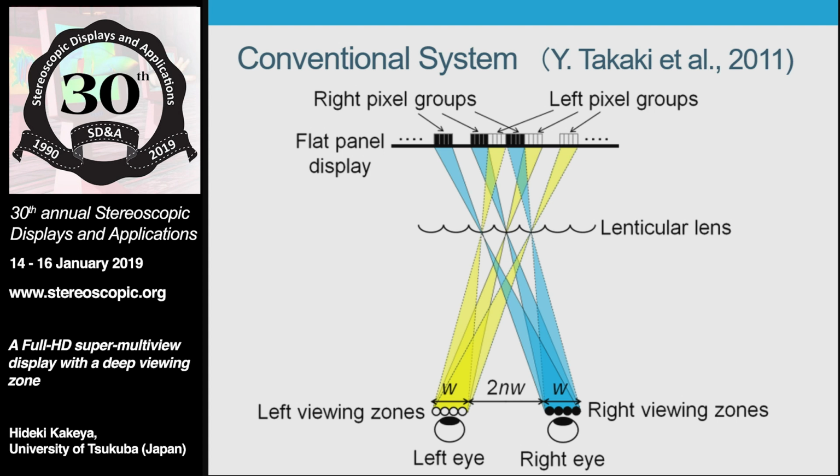But in this system, they use a lenticular lens sheet. So the resolution drops to just 1/8 of the panel here. So it still suffers from some resolution loss because it's a spatial multiplexing based system.